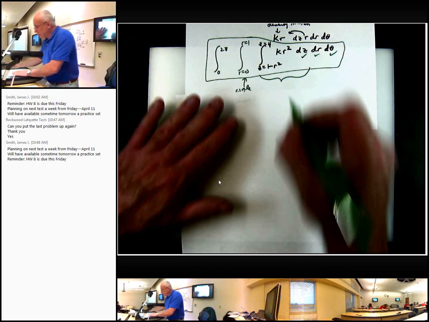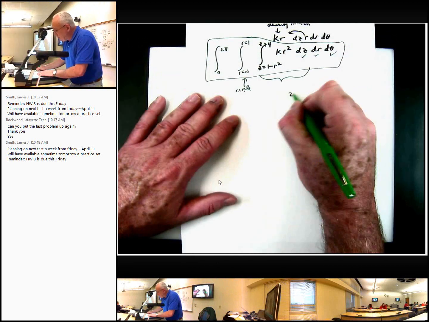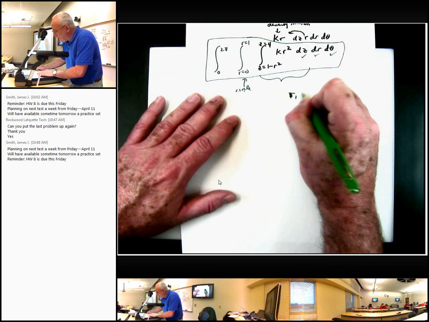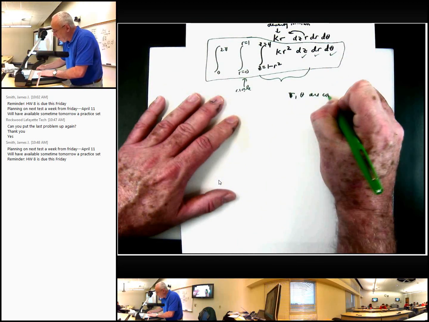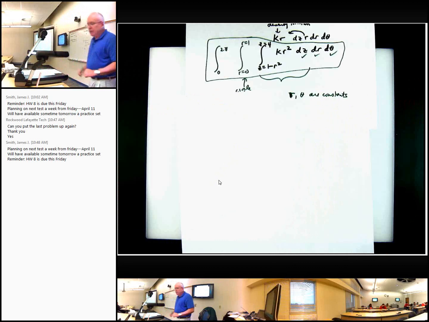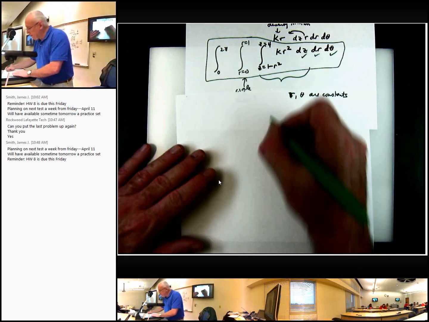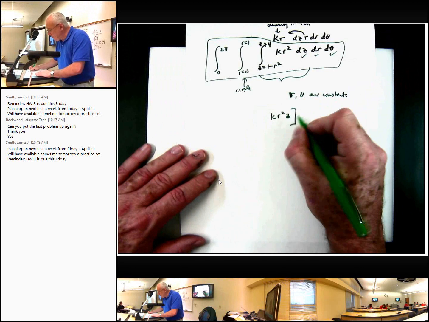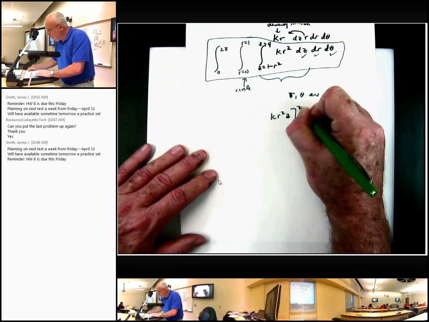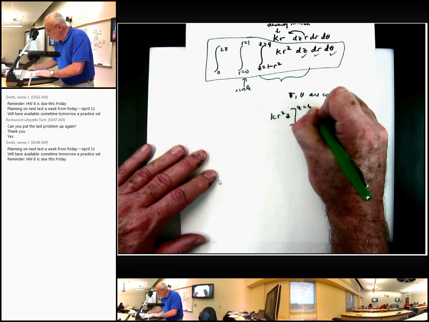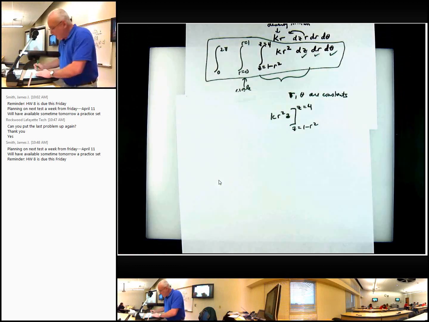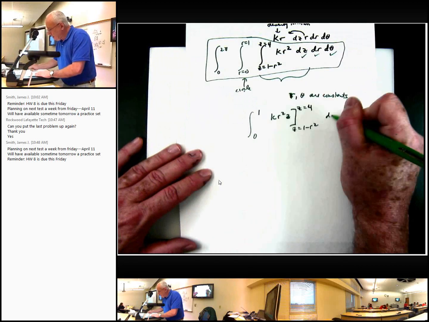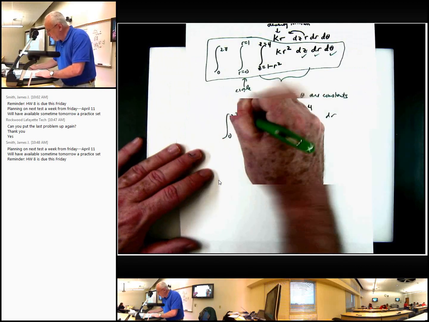KR squared. So on the inside, let's see, on the inside, R and theta are constants. So that's going to be KR squared times Z. And that's going to be evaluated from Z equals 1 minus R squared to Z equaling 4. Right? And then we have R going from 0 to 1 and theta going from 0 to 2 pi.